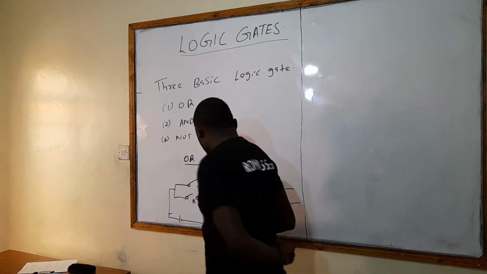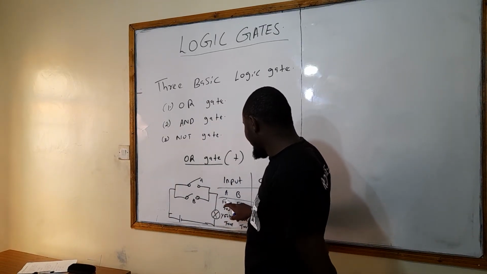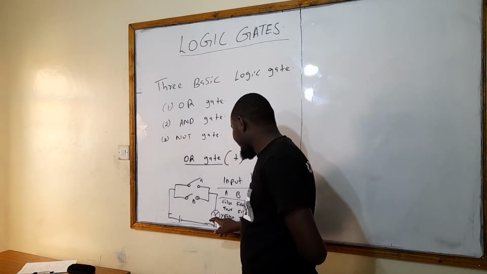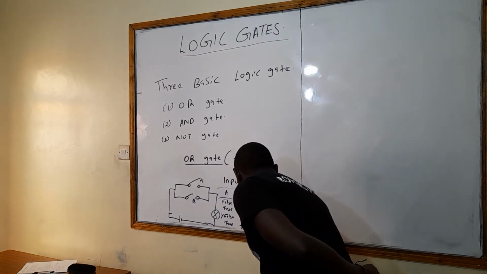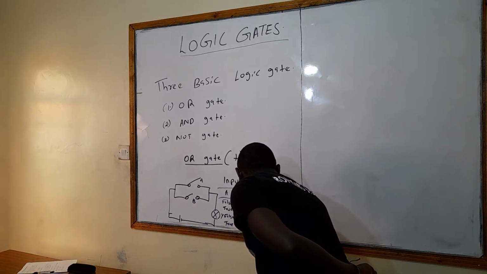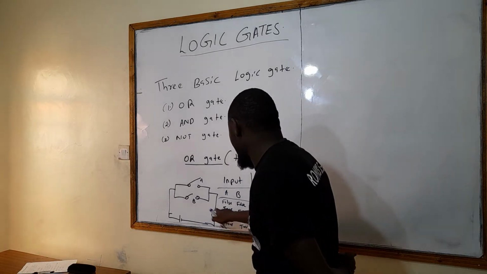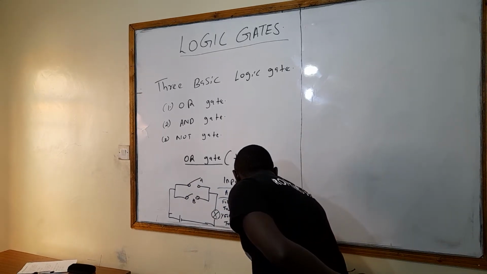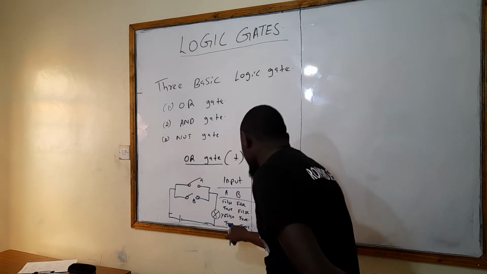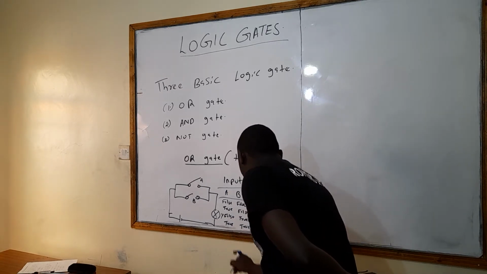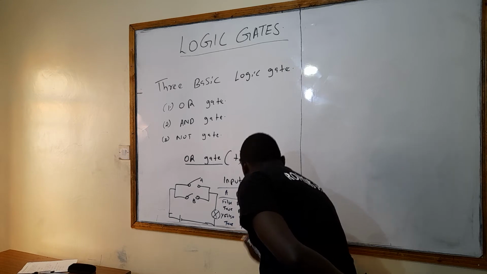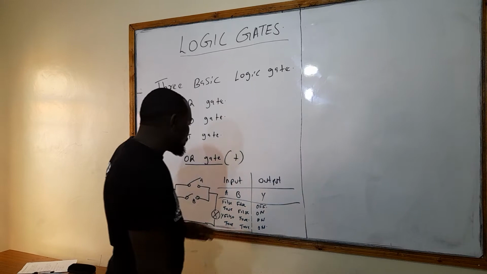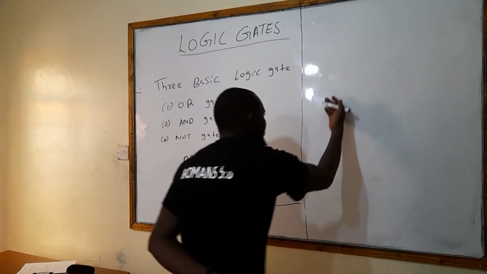Now when both switch A and B are off, there is no current that will flow to the bulb. Therefore, what we'll have here is off. Our bulb will be off. And when we have true and false, on and off, we will have a light here. Of course, the same will have a light. Now, with an OR gate, we can draw a truth table using this.